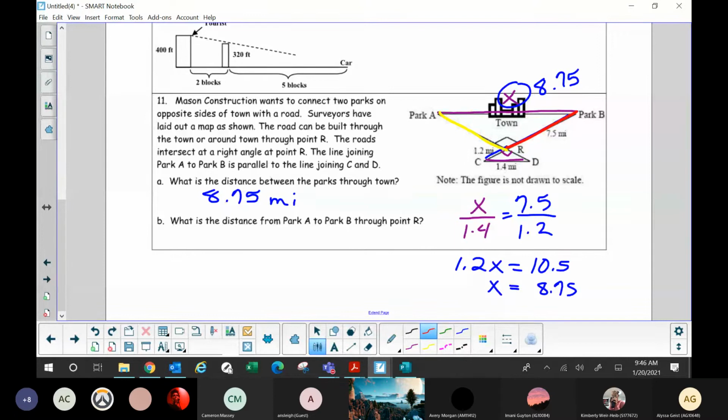Does that make sense? Do you understand what the question is asking you? Yes. Okay, so we're trying to find A to R plus B to R, but we don't know those, right? So what you have to do is use the Pythagorean theorem. This is a right triangle.